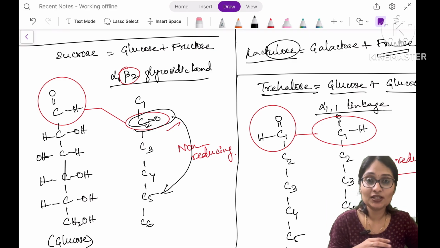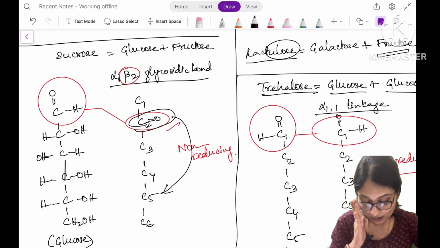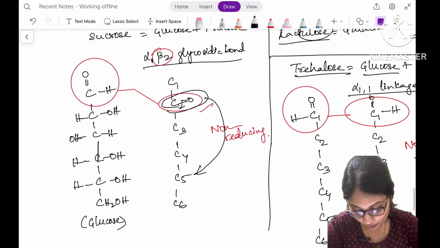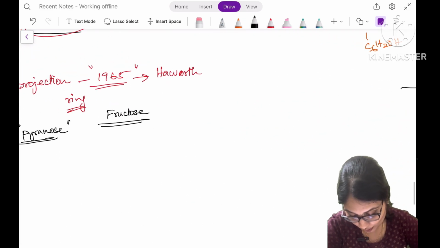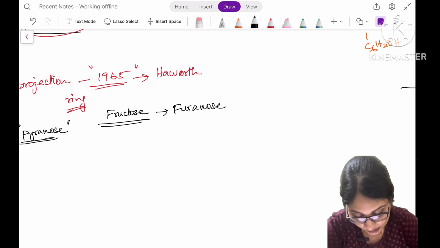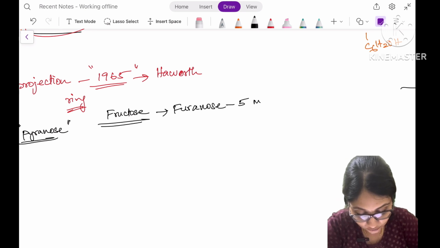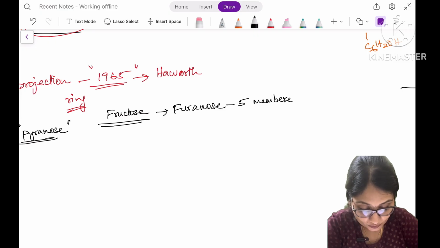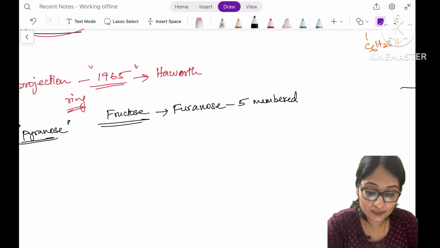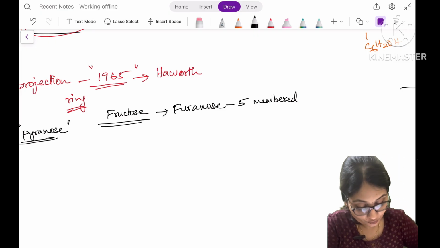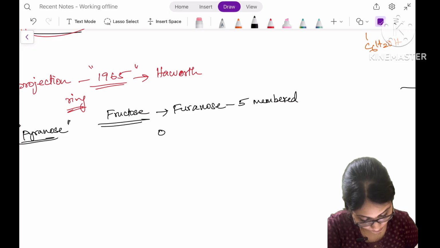So here it is C2 that is involved in the ring. What you get in fructose is something called the furanose ring, and this ring is five-membered. So this ring of fructose looks something like this. We have this C2 here.